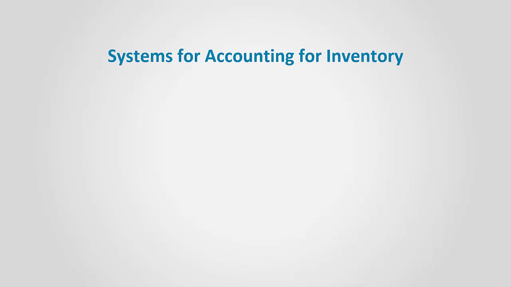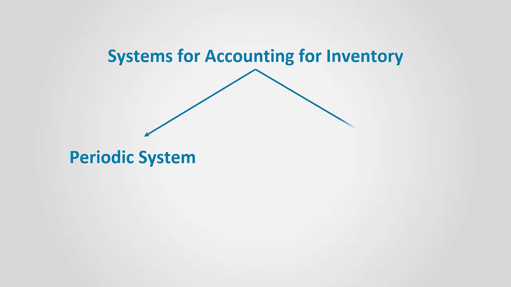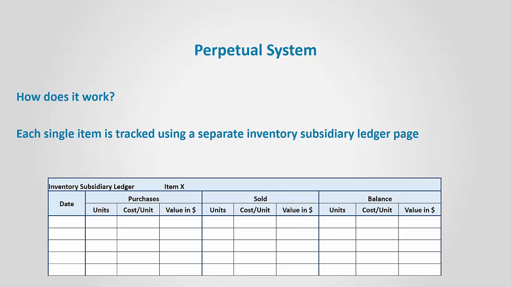Systems for accounting for inventory: periodic system and perpetual system. Perpetual system, how does it work? The perpetual system tracks each item by using a designated inventory subsidiary ledger page.